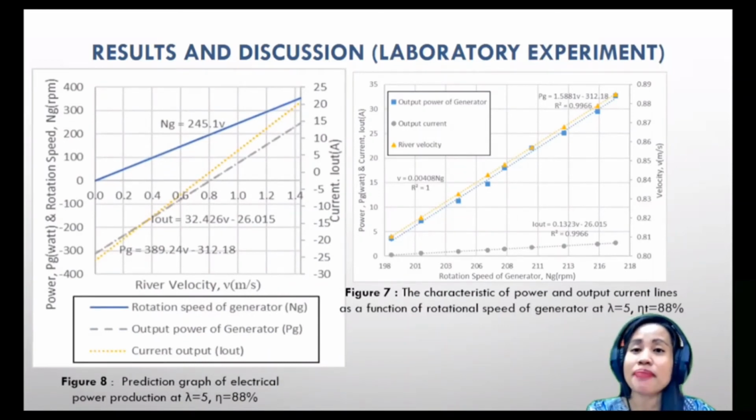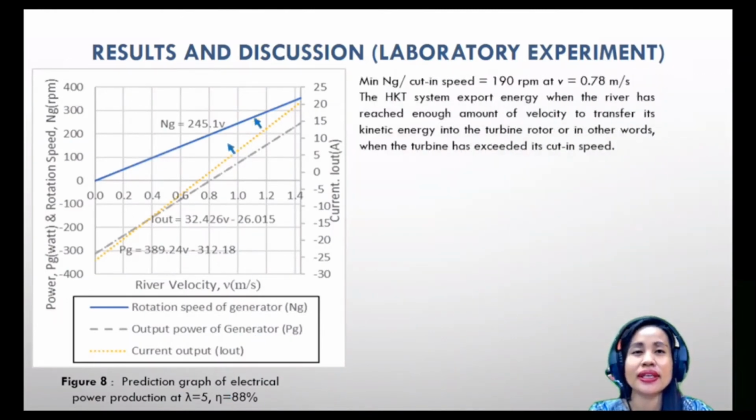Figure 8 was plotted based on Figure 7. Figure 7 was extrapolated until the rotational speed of the generator reached its limit at 378 RPM. Minimum rotation speed of generator current is 119 RPM at river velocity 0.7 meter per second. The HAHT system exports energy when the river has reached enough velocity to transfer its kinetic energy into the turbine rotor, or in other words, when the turbine has exceeded its cut-in speed.